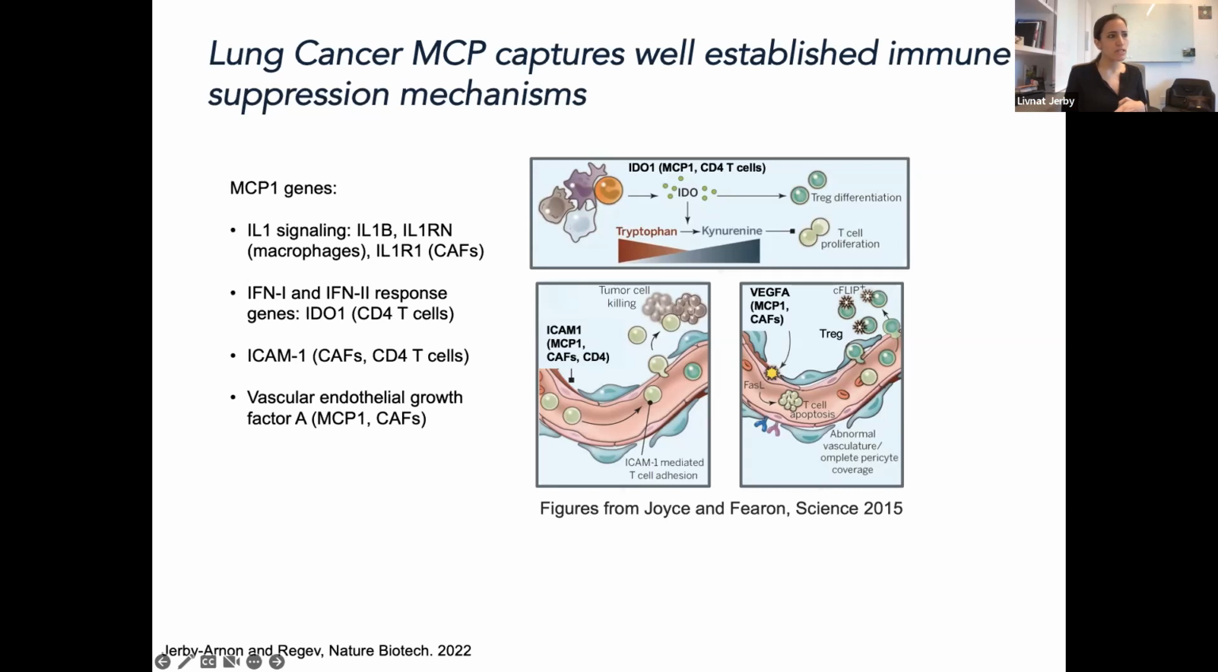However, we also find VEGF-A, which is known to essentially lead to a differential recruitment of regulatory T cells by inducing the expression of Fas ligand on the endothelial cells. And so this is just an example of the type of things that we can recover.